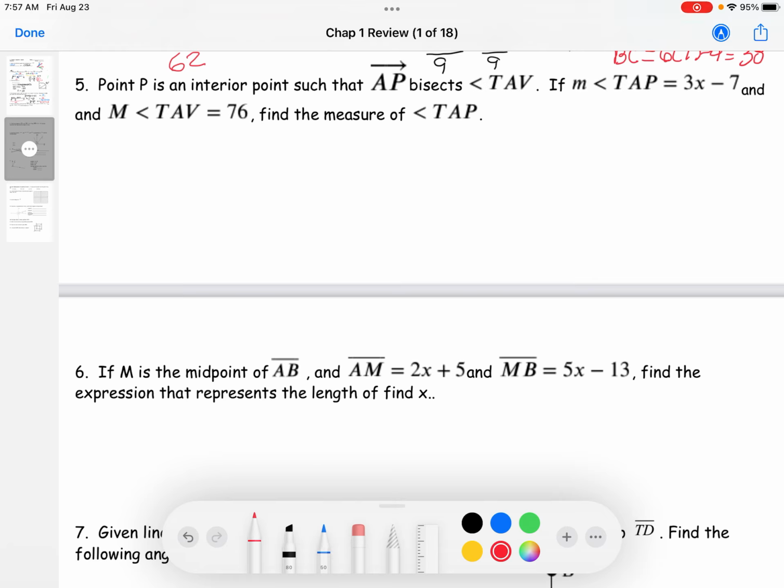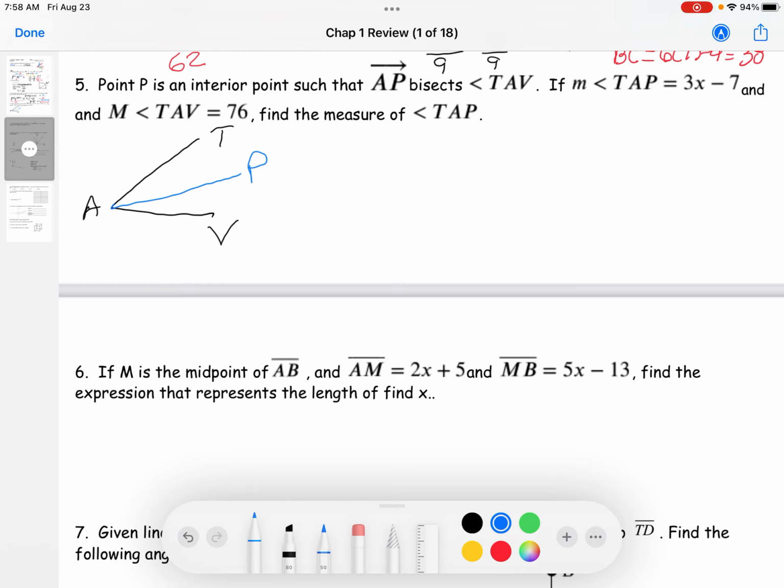says point P is an interior point such that AP bisects TAV, and if the measure of angle TAP is 3x minus 7 and the measure of TAV is 76, find the measure of TAP. So the big angle, go ahead and put that in this color, is TAV. Okay, and then there's going to be a ray, AP, that bisects it, meaning that it cuts that exactly in half. So each half is going to equal each other.